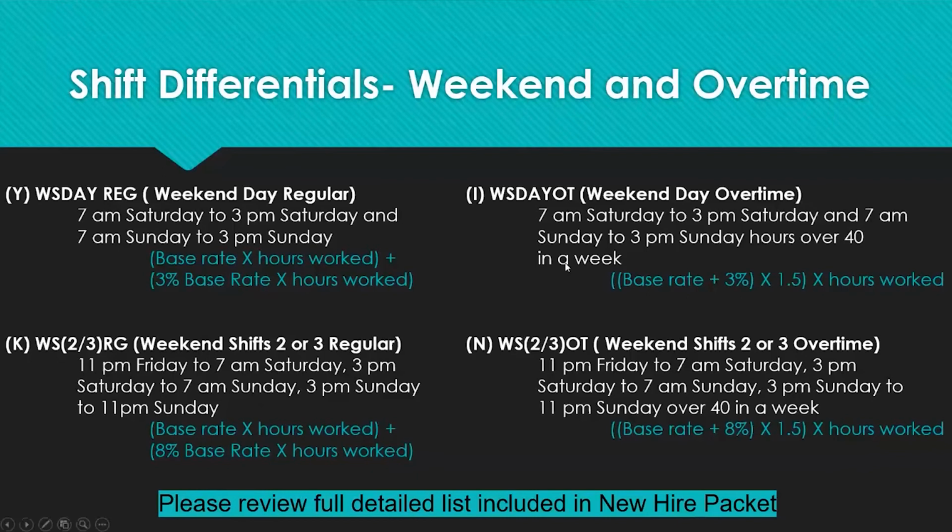Once you've hit your 40 hours for the week, you'll bump over to overtime, and so it would be the base rate with 3% time and a half for any weekend day time overtime, and then the weekend shifts 2 and 3 for overtime is going to be your base rate with the 8% times time and a half. So your day treatment team members, dietary, housekeeping, and laundry staff will receive 3% differentials on the weekends from 11 p.m. Friday to 11 p.m. Sunday.